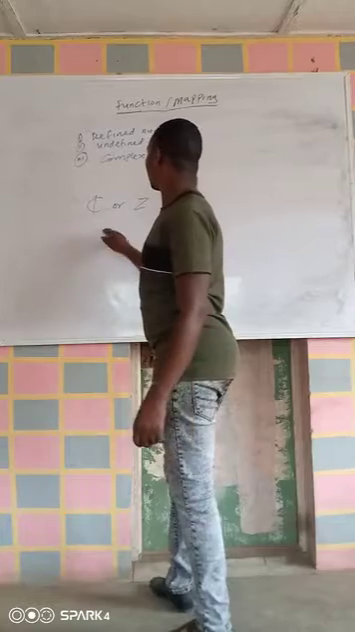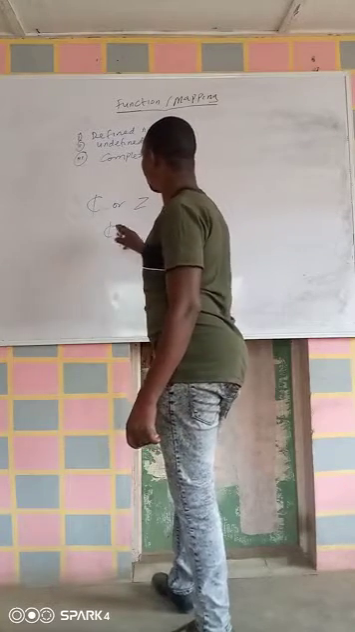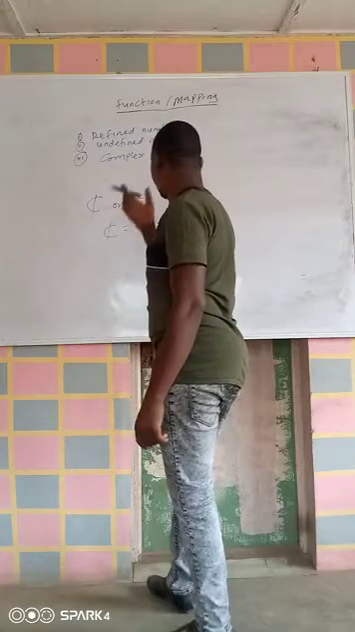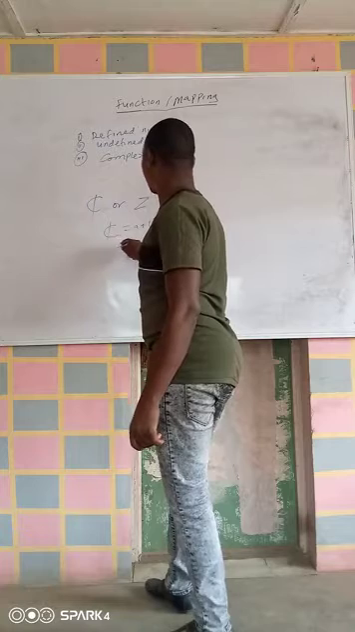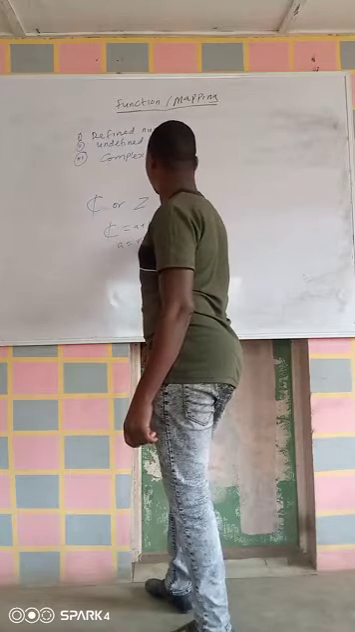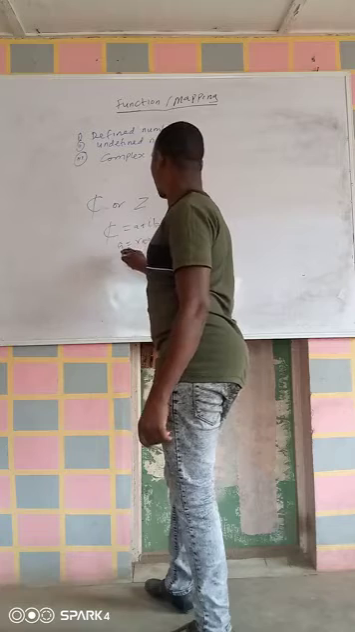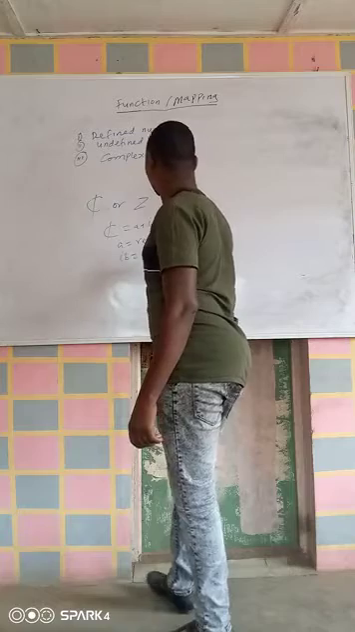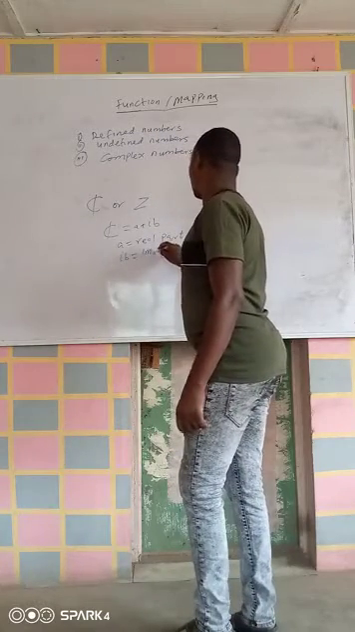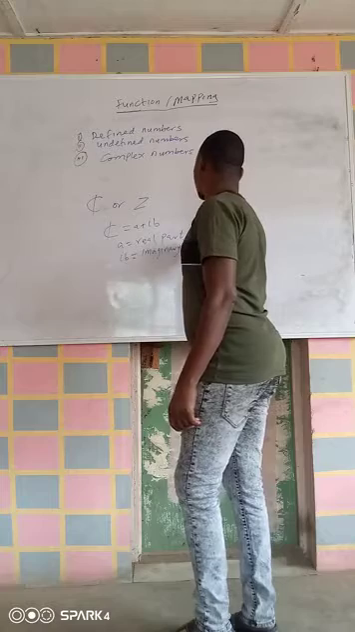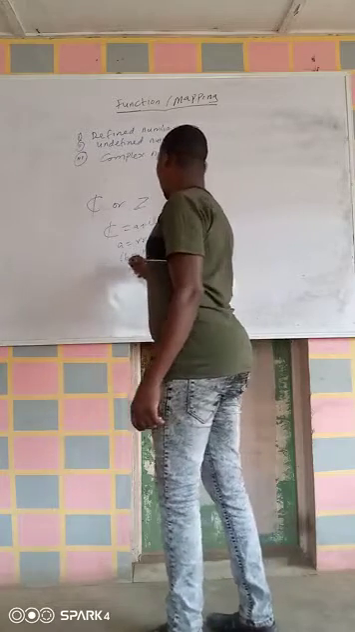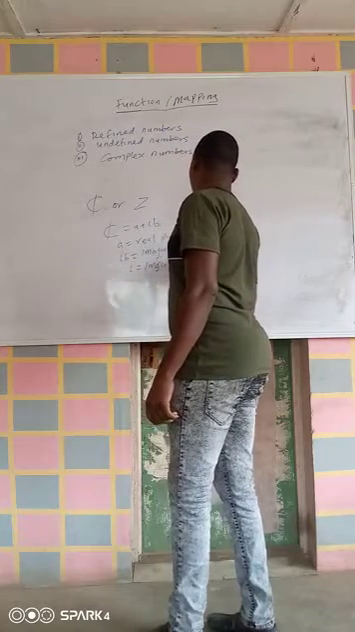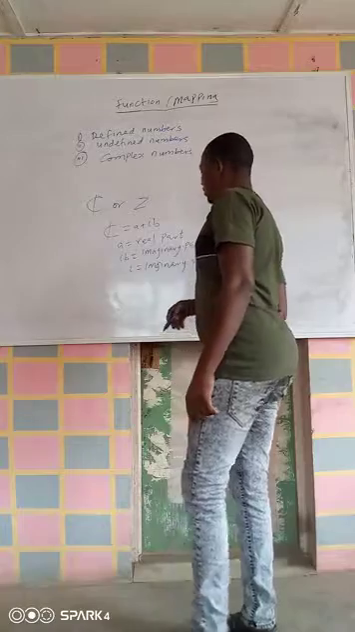So we can just say that C is equals to A plus IB, whereby A is equals to the real part, and IB is equals to the imaginary part, while I is equals to the imaginary unit. So I is equal to imaginary unit.